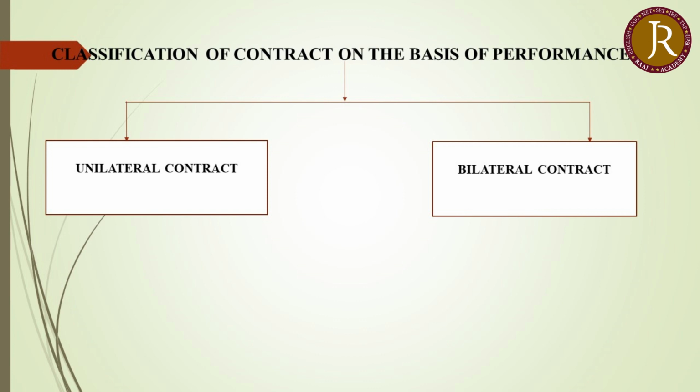The next one is bilateral contract. A contract is said to be bilateral where the obligations of both the parties to a contract are pending at the time of formation of a contract. For example, A promises to stitch a blouse and B promises to pay ₹1,000 for stitching the blouse. Thus, each party has to fulfill their obligation. Here, one party is a promisor and the other party is a promisee.